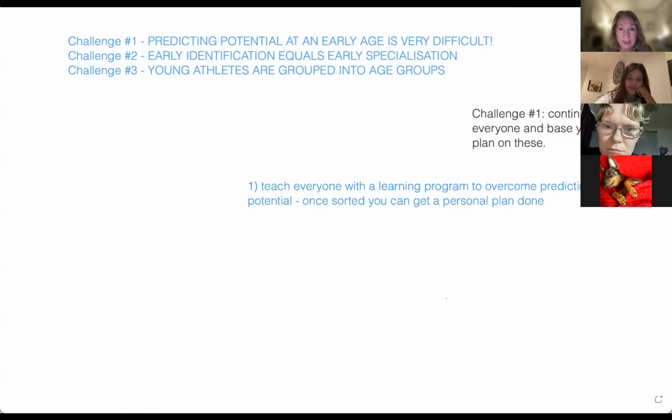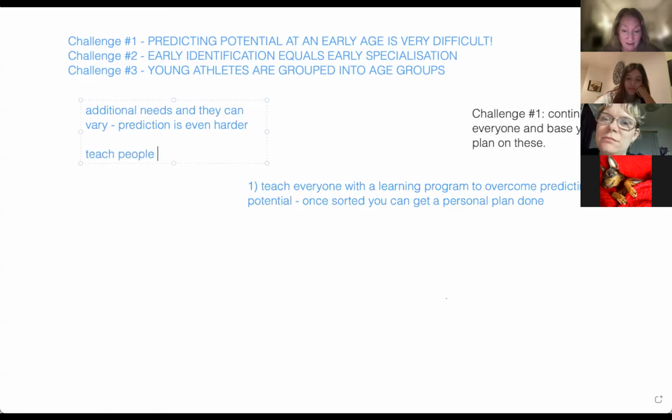What do you think are the additional factors that make that even more problematic in something like inclusive skating? A lot of people have different issues that need to be addressed as well. Yeah, absolutely. Let me just write that up for you. So they've all got additional needs. They can vary, so prediction is even harder. Is there any justification for it? What are we actually trying to do? Teach people figure skating. Okay, we're trying to teach people how to skate. So as Vicky said, we'll just do it. Just get on with it. One of the things that we do have to be mindful of, though, do we have enough resources?